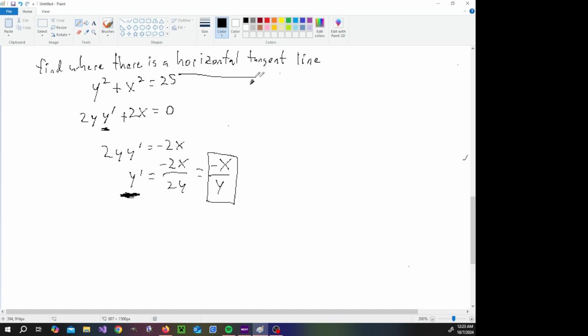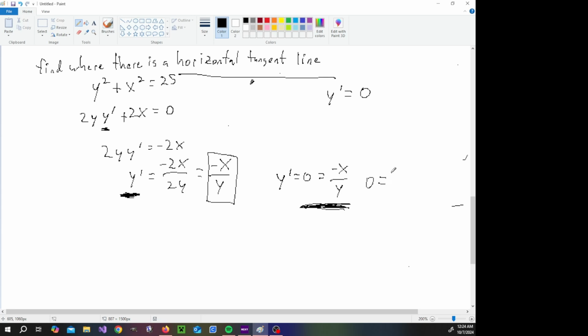So horizontal tangent line means y prime has to be 0. So really, we want y prime to be 0, but we figured out y prime is negative x over y. So we really want to solve for all x and y values that give a derivative of 0, that give negative x over y to be 0. Well, the trick here is, well, okay, you can look at this a couple ways.